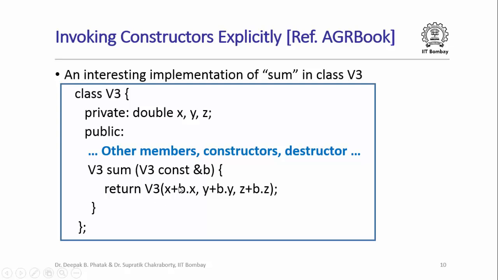What that is going to do is, it's going to allocate a temporary object of class V3, invoke the constructor function on that temporary object with these three parameters, and therefore the temporary object will have its x, y, and z coordinates initialized to the desired x, y, and z coordinates of the sum, and that temporary object of class V3 will be now returned by this member function sum.